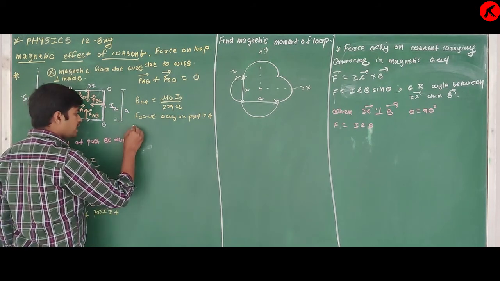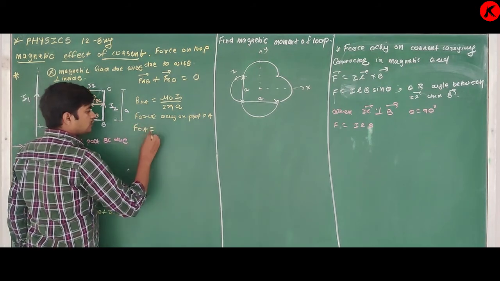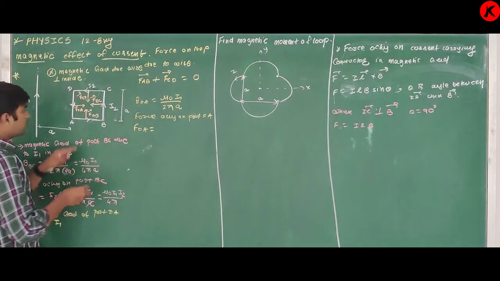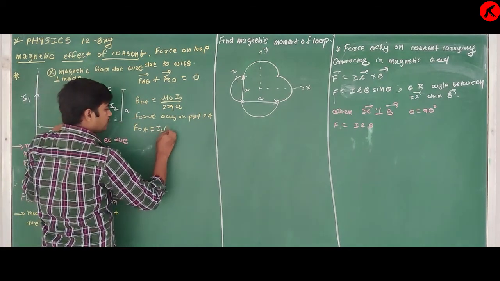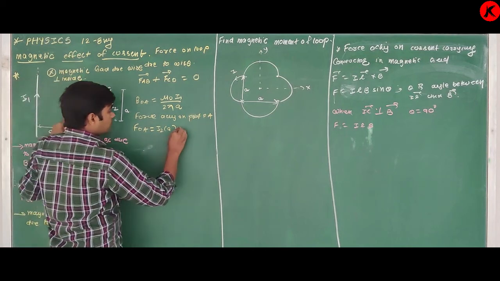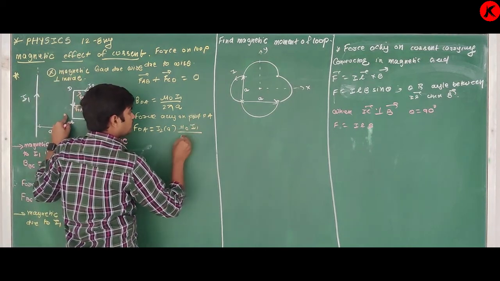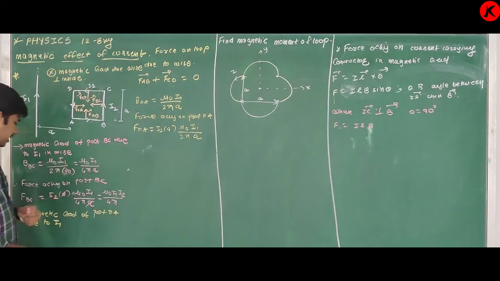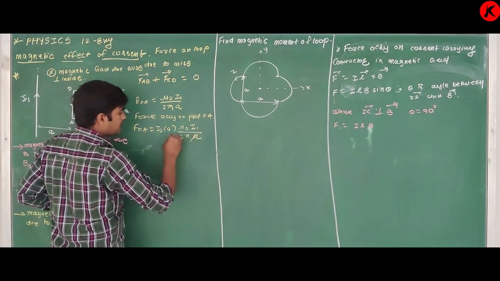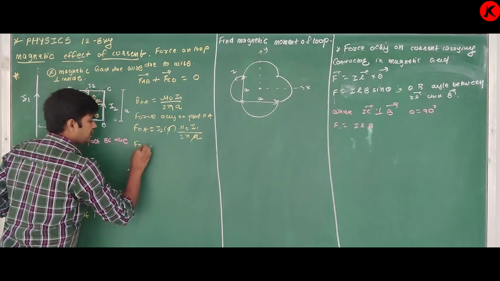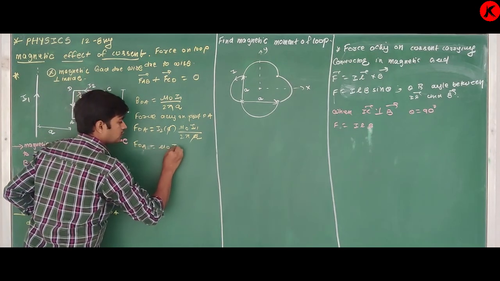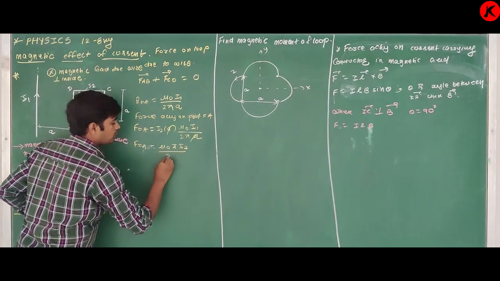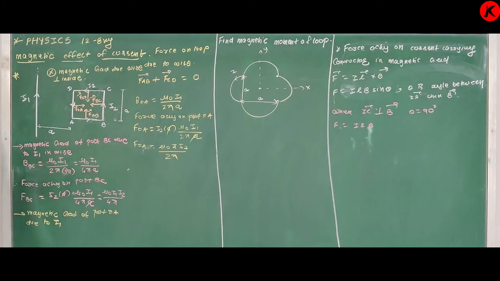What is force acting on part DA? F DA is equal to, again, ILB. What is current flowing in part DA? It is I2. Its length is a. And what is magnetic field? It is mu 0 I1 upon 2 pi a. Again a cancels. So F DA is equal to mu 0 I1 I2 upon 2 pi.